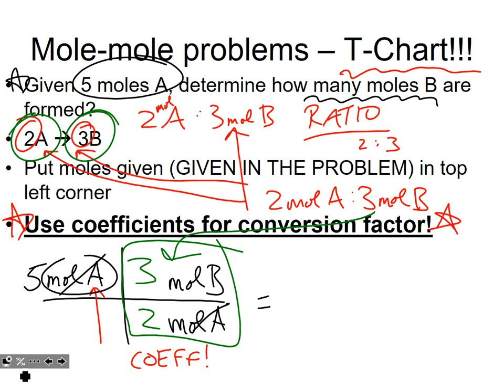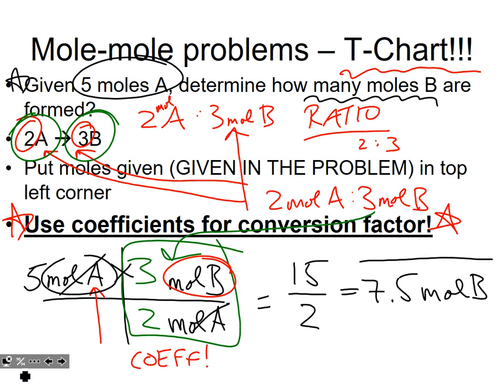So then we're solving our T-chart. We multiply across, so 5 times 3 is 15. Then we divide by the number on the bottom, so 15 divided by 2. That's 7.5. 7.5 what? What unit have we not canceled off? We haven't canceled moles of B.